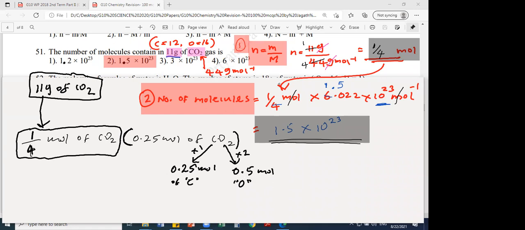Now, if you want, you can convert this into atoms. How to convert this into atoms? Multiply by the Avogadro constant, if you want to find the oxygen atoms in 11 grams of CO2. Now you can't do this in a single step. First you have to convert this into moles, first step, and second step you have to convert this into this. And after that, third step, you can convert that into atoms.